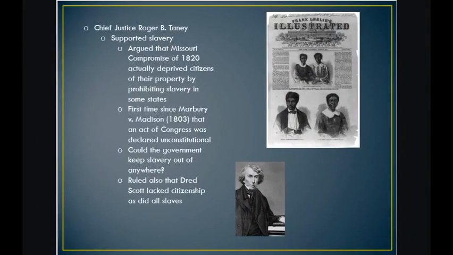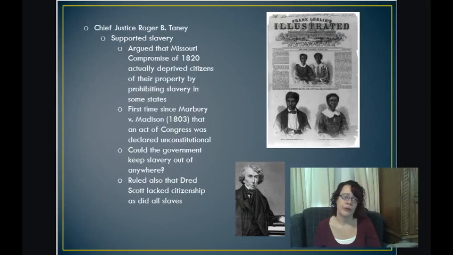But then it's turned over by the state Supreme Court, and eventually it makes its way up to the Supreme Court, and Chief Justice Roger B. Taney, who was a strong supporter of slavery, wrote the major opinion in this case. He argued that the Missouri Compromise of 1820 actually deprived citizens of their property by prohibiting slavery in some states. So this is really important because this is the first time since Marbury versus Madison in 1803 that an act of Congress was declared unconstitutional. Marbury versus Madison sets the precedent that the Supreme Court can declare laws and acts of Congress unconstitutional. And this is the second time that that's done.